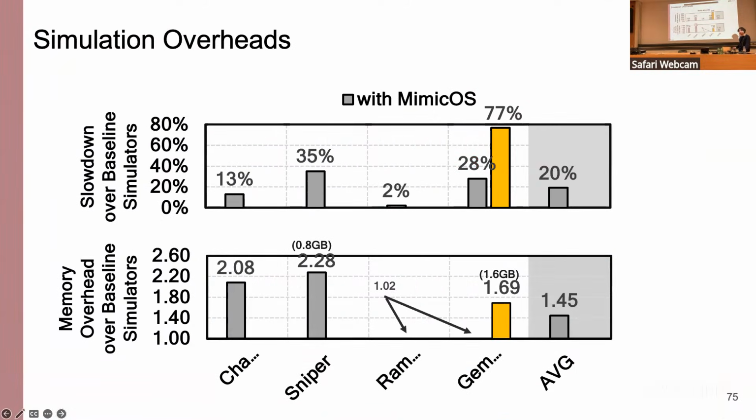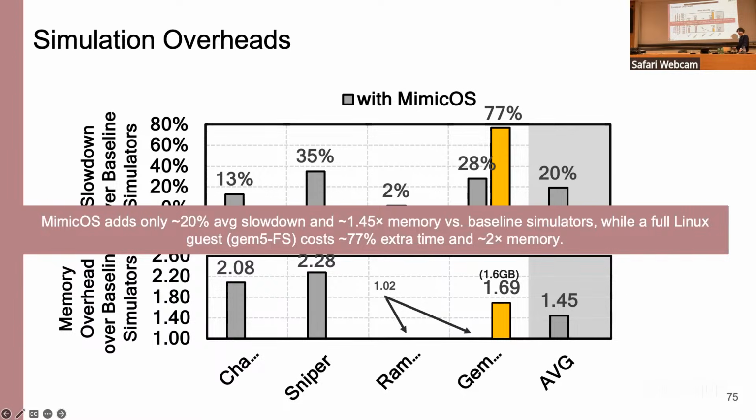And looking at the simulation overheads, using the worst case, a micro benchmark with many page faults, adding MimicOS causes around 20% average slowdown across 4 simulators. The Gem5 full system is 70% slower than the Gem5 SE, while MimicOS offers similar VM accuracy with much lower overhead.